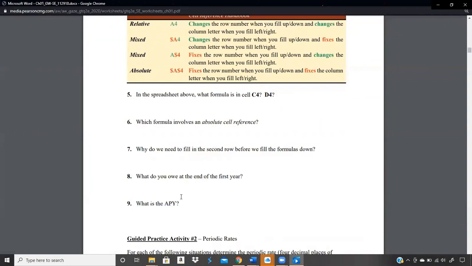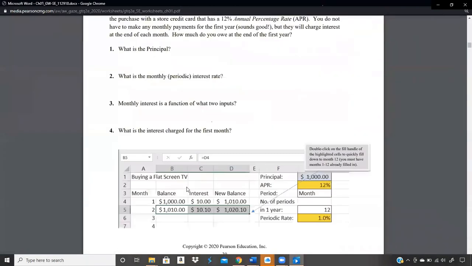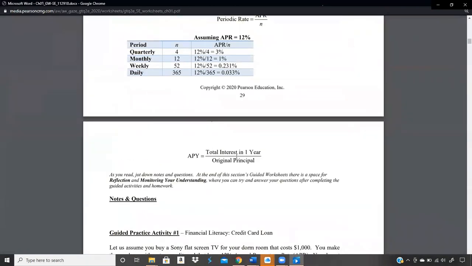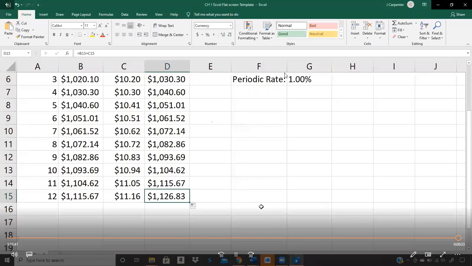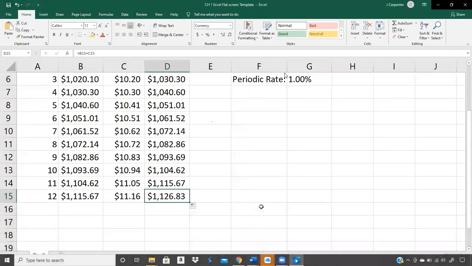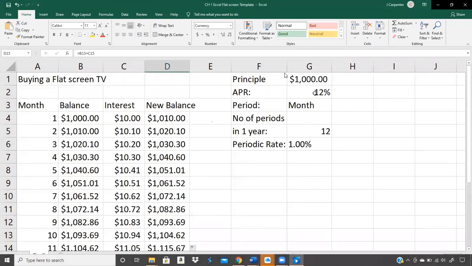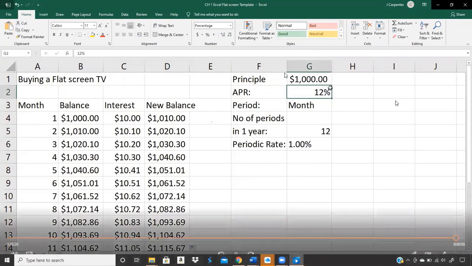What is the APY? If you can do that calculation, remember the formula is the total interest in 1 year divided by the principal. So what you'll do, here's what you owe at the end of the first year, but the interest would be the difference of that and what you borrowed, which was 1,000. So you calculate the interest first, then you'll take that and divide it by the original loan amount of 1,000. And what you should find is that the APY is just a little more than 12%.